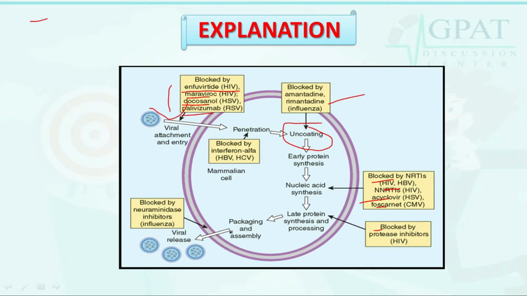means if the virus enters into the cell, then there is penetration and uncoating, protein synthesis occurs, nucleic acid synthesis occurs, and processing. After this, packaging can be done, and it tries to exit from the cell to make more viruses, more means dividing into various cells. So it is also blocked by neuraminidase inhibitor. So this is the cycle of the virus.